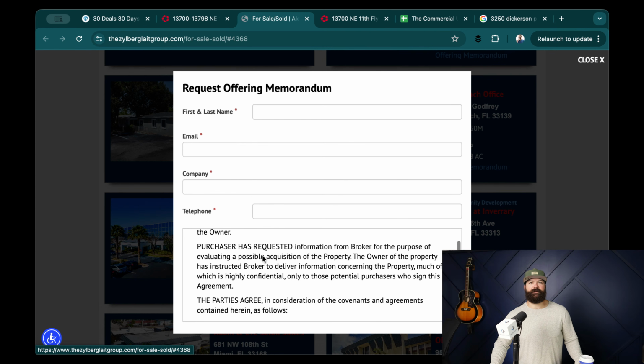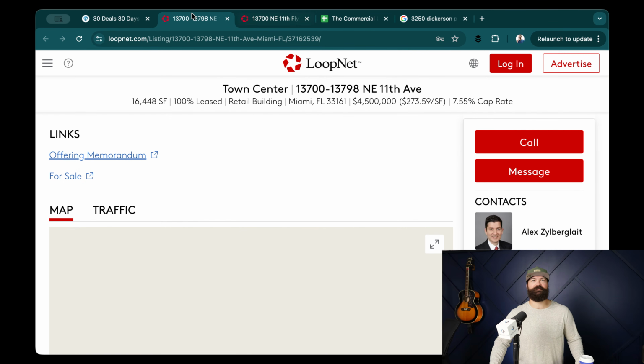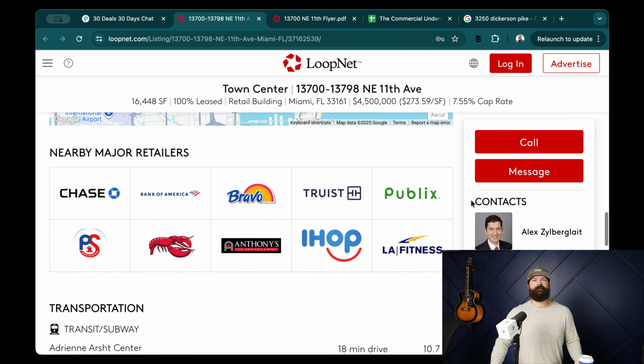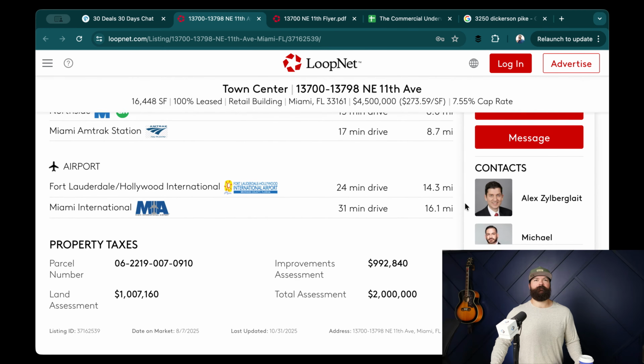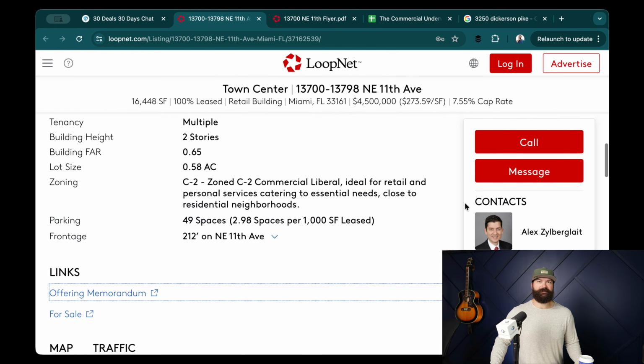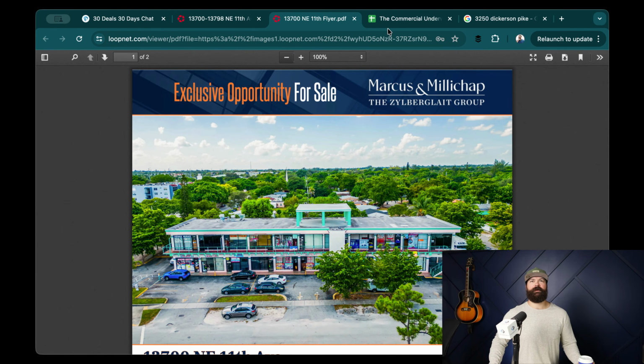Yeah, I'm not going to do that because I'll probably violate something in this confidentiality agreement immediately just by live streaming this. So unfortunately, we're going to have to not do the offering memorandum. If I were you guys and I was actually underwriting this deal and I wasn't live on YouTube with all the evidence, I would download the offering memorandum. That'll give you a lot more information as to what's going on there.